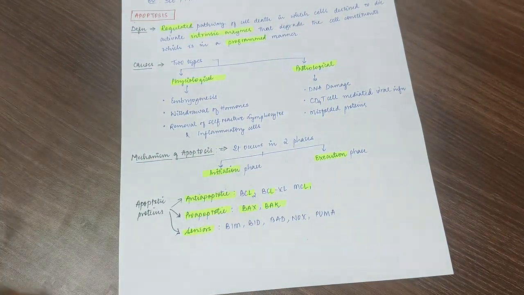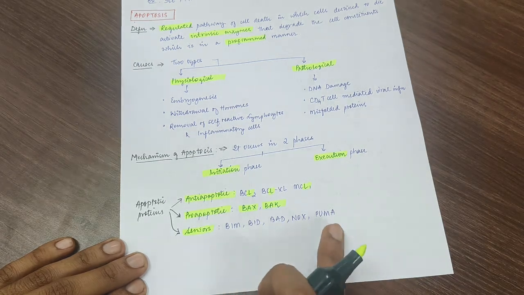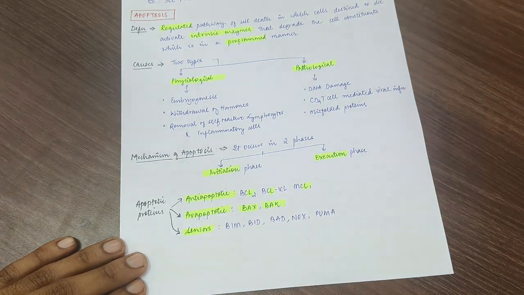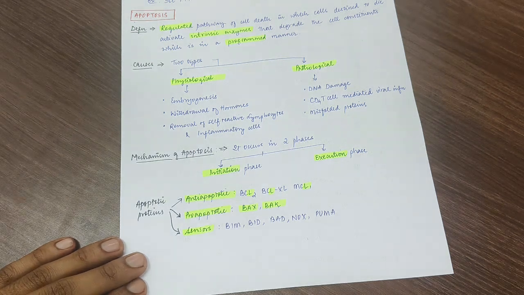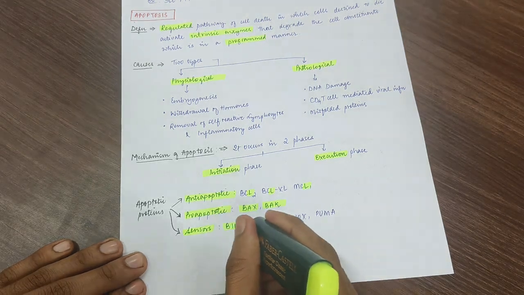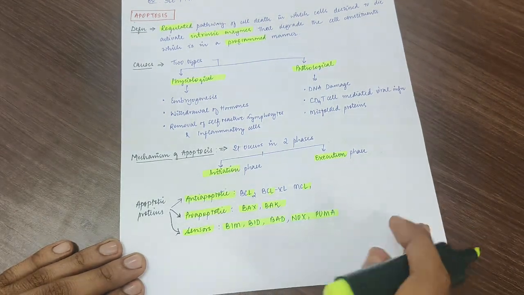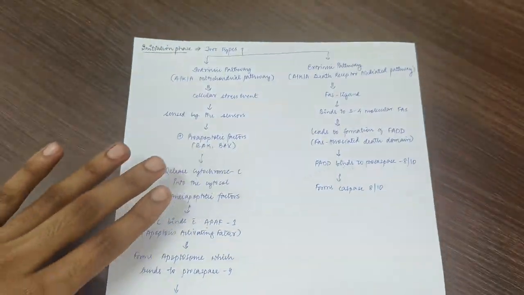Next, coming to the sensors, it is BIM, BID, BAD, NOXA, PUMA. Remember and repeat when I tell. BIM, BID, BAD, NOXA, PUMA. That is how you are going to remember. Repeating it will lead to memory. BIM, BID, BAD, NOXA, PUMA. Next, we are going to discuss the initiation phase in detail.